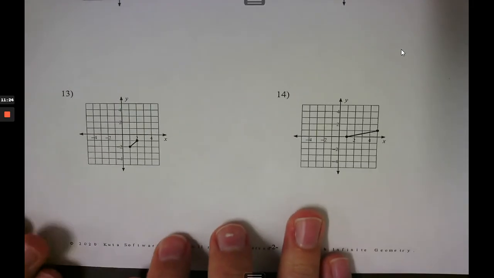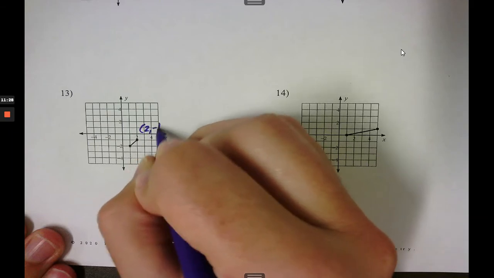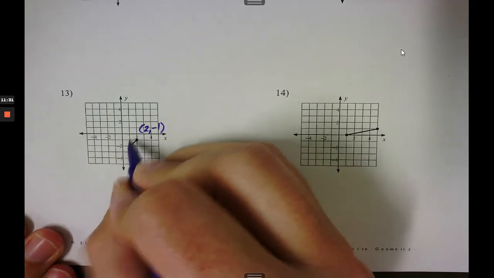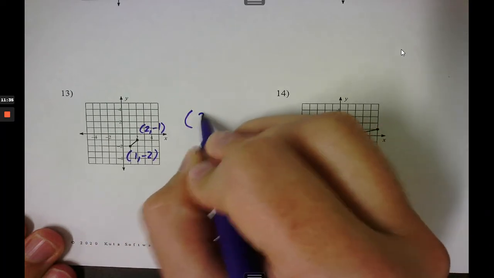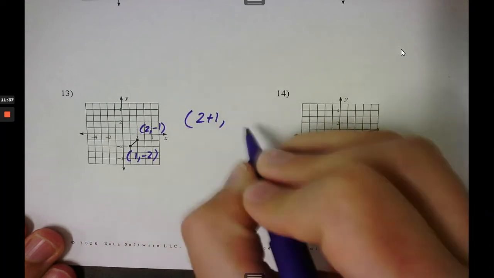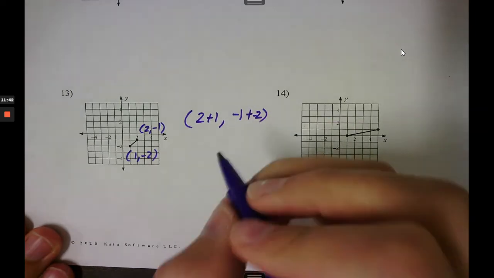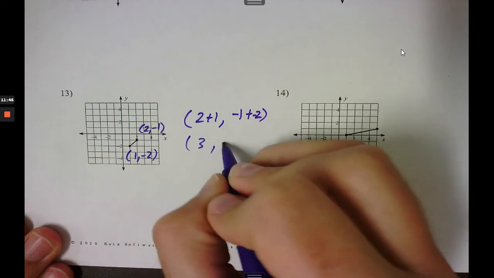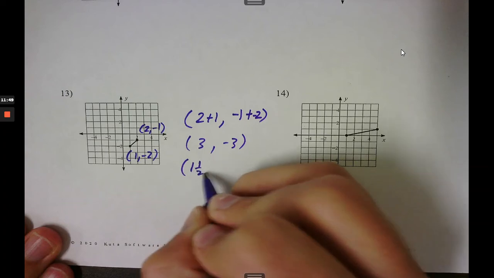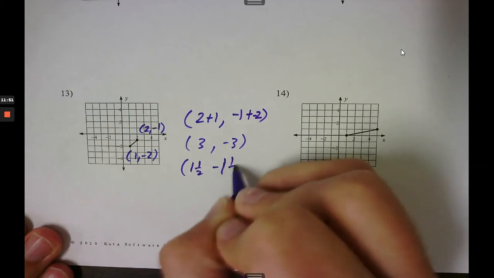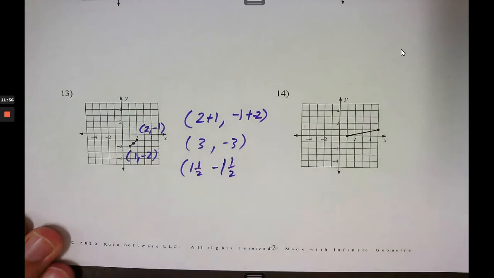Very short line on this next one. Could be a little tricky. Let's see. 2, negative 1 for the first point. The second point is 1, negative 2. All right, here we go. That would be 2 plus 1, comma, negative 1 plus negative 2. Okay, so that gives me 3, negative 3. And when I take half of that, that is 1 and 1/2 and negative 1 and 1/2. So 1.5 down 1.5, that's going to be right there in the middle.